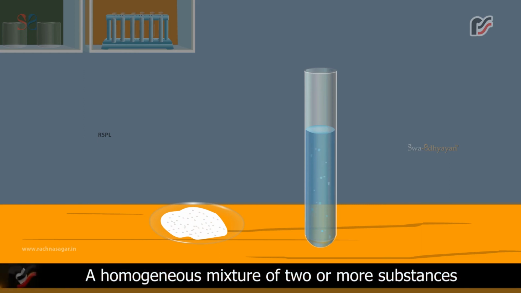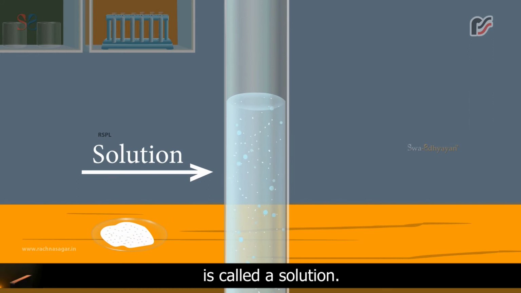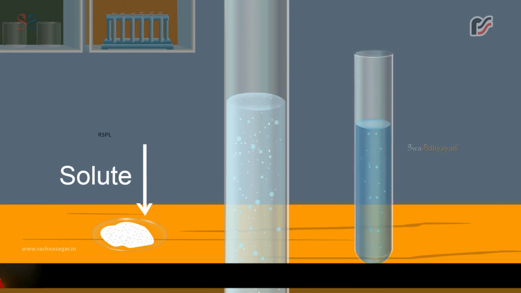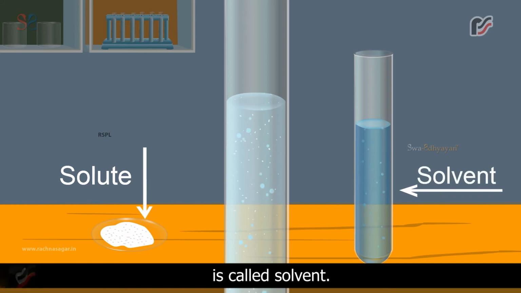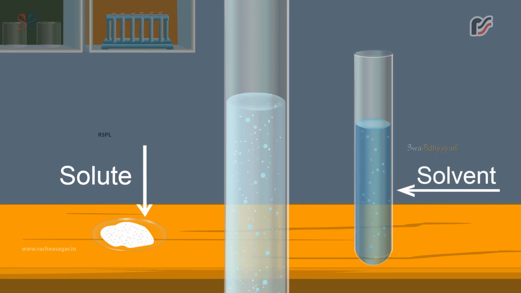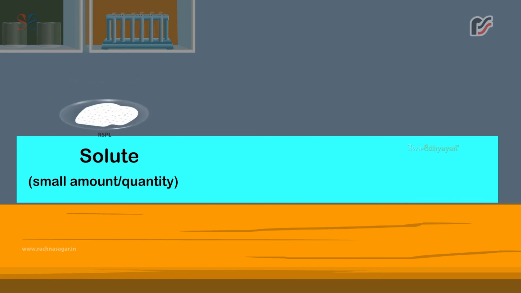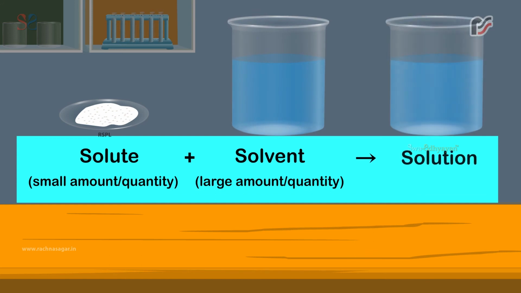Solution. A homogeneous mixture of two or more substances is called a solution. The substance which is present in smaller amount is called solute, and the substance present in larger amount is called solvent. Solute, small amount or quantity, plus solvent, large amount or quantity, gives solution.